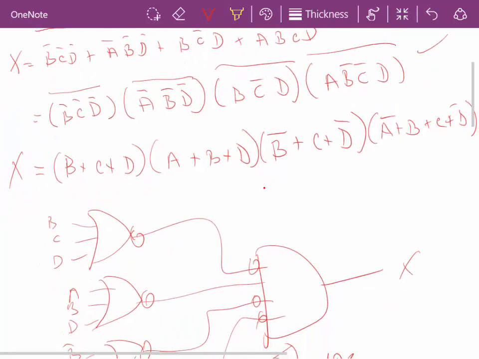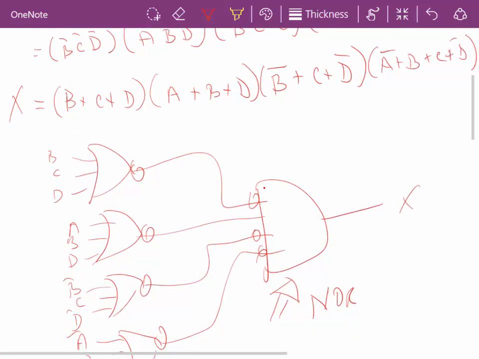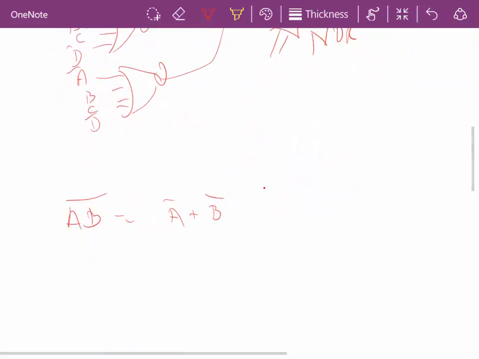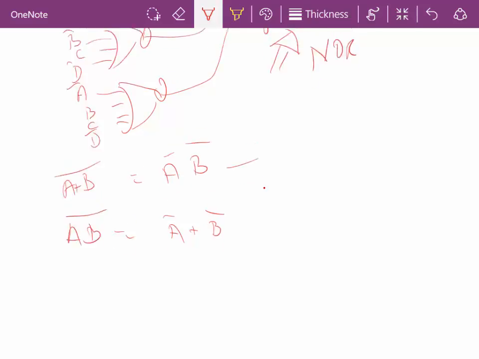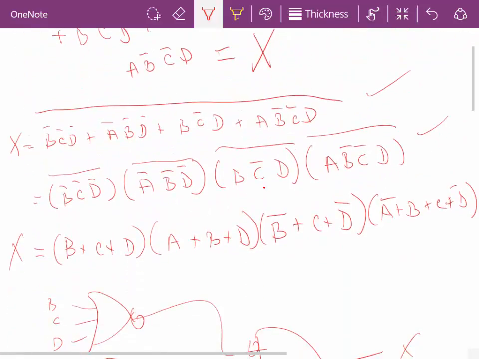Then we turn right around and do it again. Actually, the first one, I was applying (A plus B) naught is equal to A naught B naught. So we apply that one first. So we end up with this term here, and then we apply De Morgan's to each one of these terms.